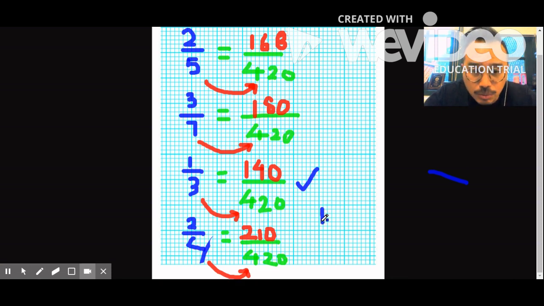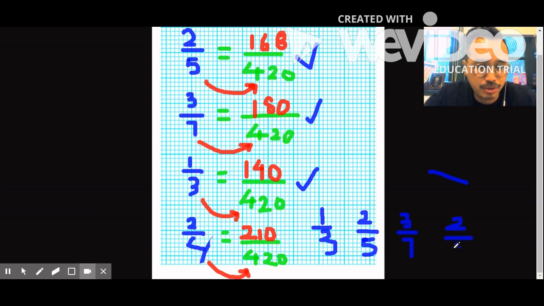So let's see what it is. Oh, it's 1/3. Smallest. The second smallest is the 168, that's 2/5. And then the third smallest is this one, 3/7. And the biggest one is this last one. What is that? 2/4. Okay.